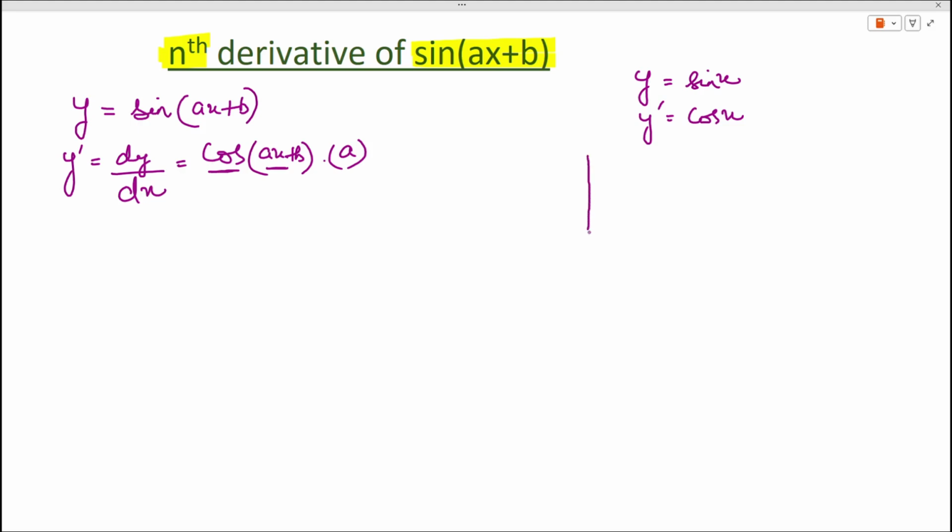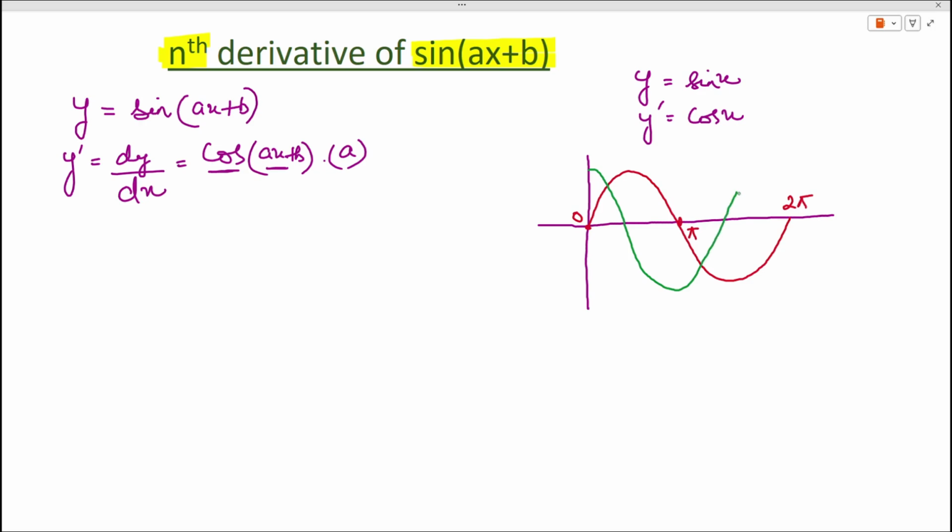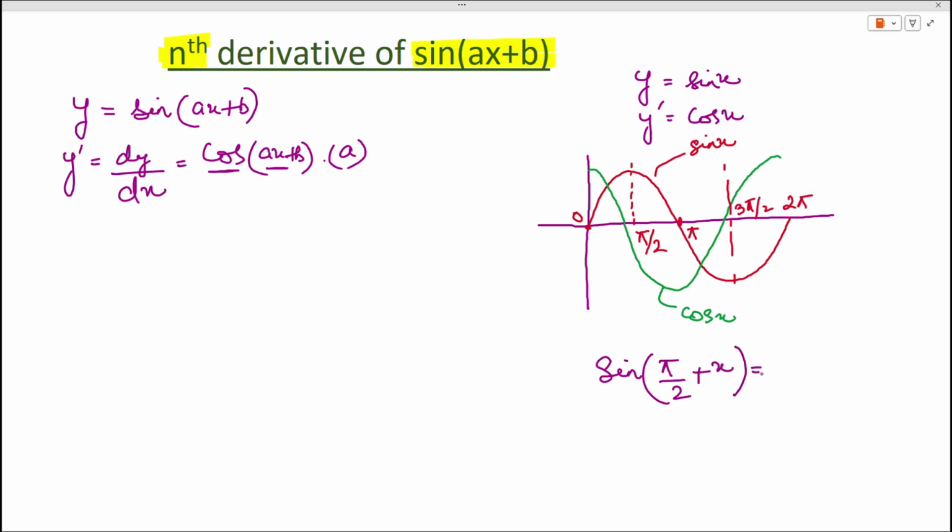So I'm going to draw the sine and the cos functions over here. This is our sine function. This is 0, this is pi, and this is 2 pi. Now on the same graph, I'm going to draw the cos function. The cos function will go something like this. This over here is pi over 2, and this is 3 pi over 2. If sine x is translated pi over 2 onto the left, we get the cos function. So I can write sine of pi over 2 plus x gives us cos x.